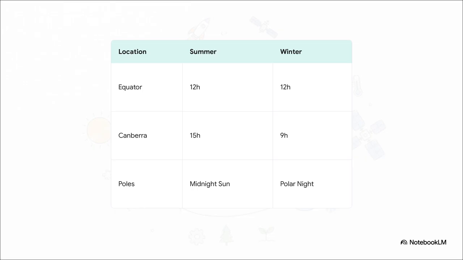But travel down to Canberra, Australia, at roughly 35 degrees south, and the tilt creates a noticeable swing, about 15 hours of daylight in the summer and only 9 in the winter. And at the extremes, the polar regions experience the midnight sun, where it literally never sets in summer, and the polar night, where the sun doesn't rise at all in winter. All of this dramatic variation is just because of 23.44 degrees.